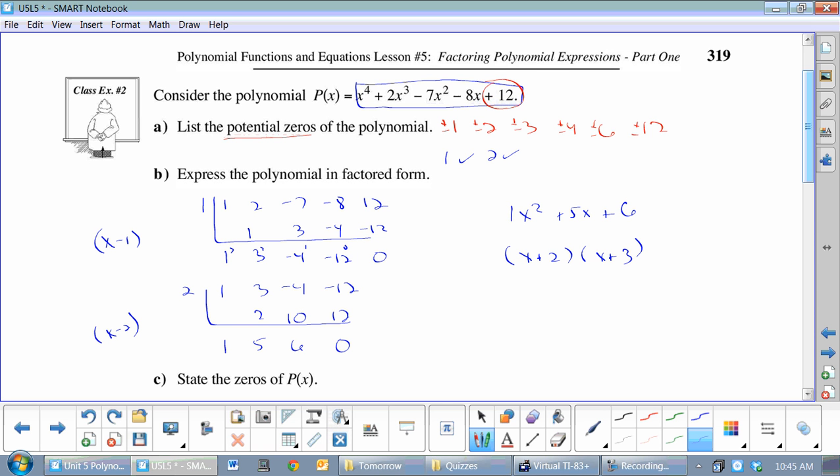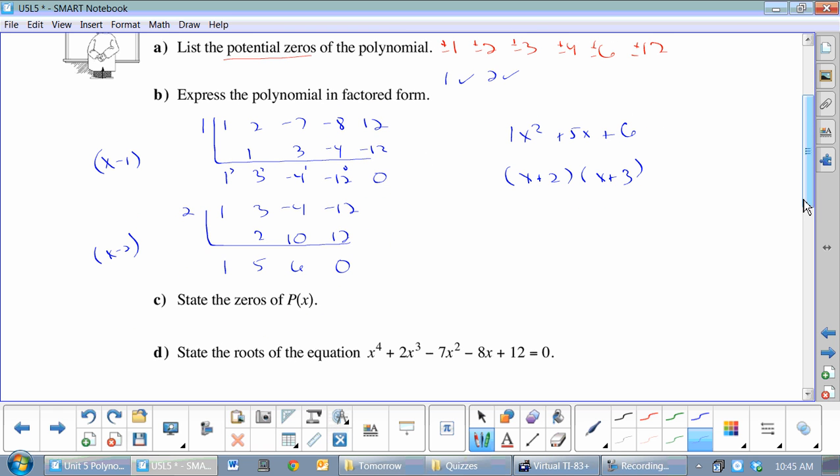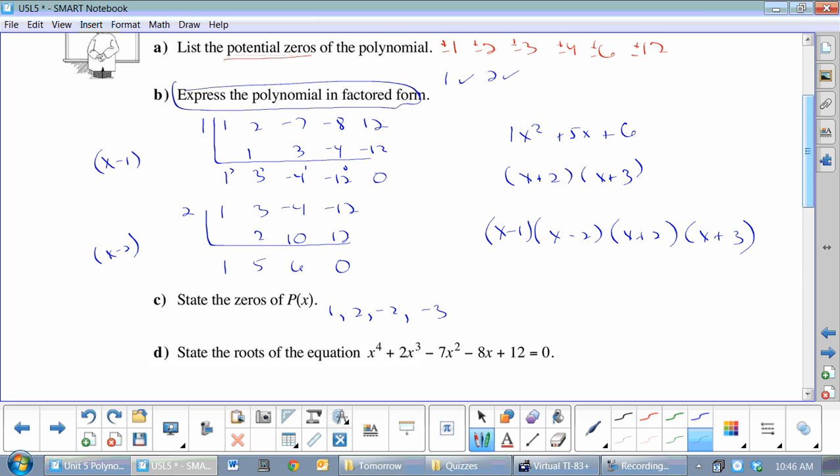So my final answer is, well, let's state the zeros. So the zeros would be 1, 2, negative 2, negative 3. Actually, number 1, or B, I haven't finished yet. I haven't done it in factor form. So in factor form, it would be x minus 1, x minus 2, x plus 2, x plus 3. This would be in factored form.